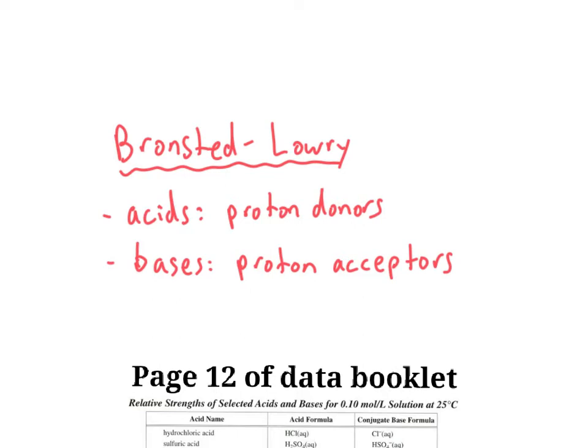So what they theorized is that acids are actually going to be proton donors and bases are going to be proton acceptors. Now for the purposes of acids and bases, we can say that a proton in this case is going to be equal to the hydrogen ion. This is essentially hydrogen with its electron ripped off.